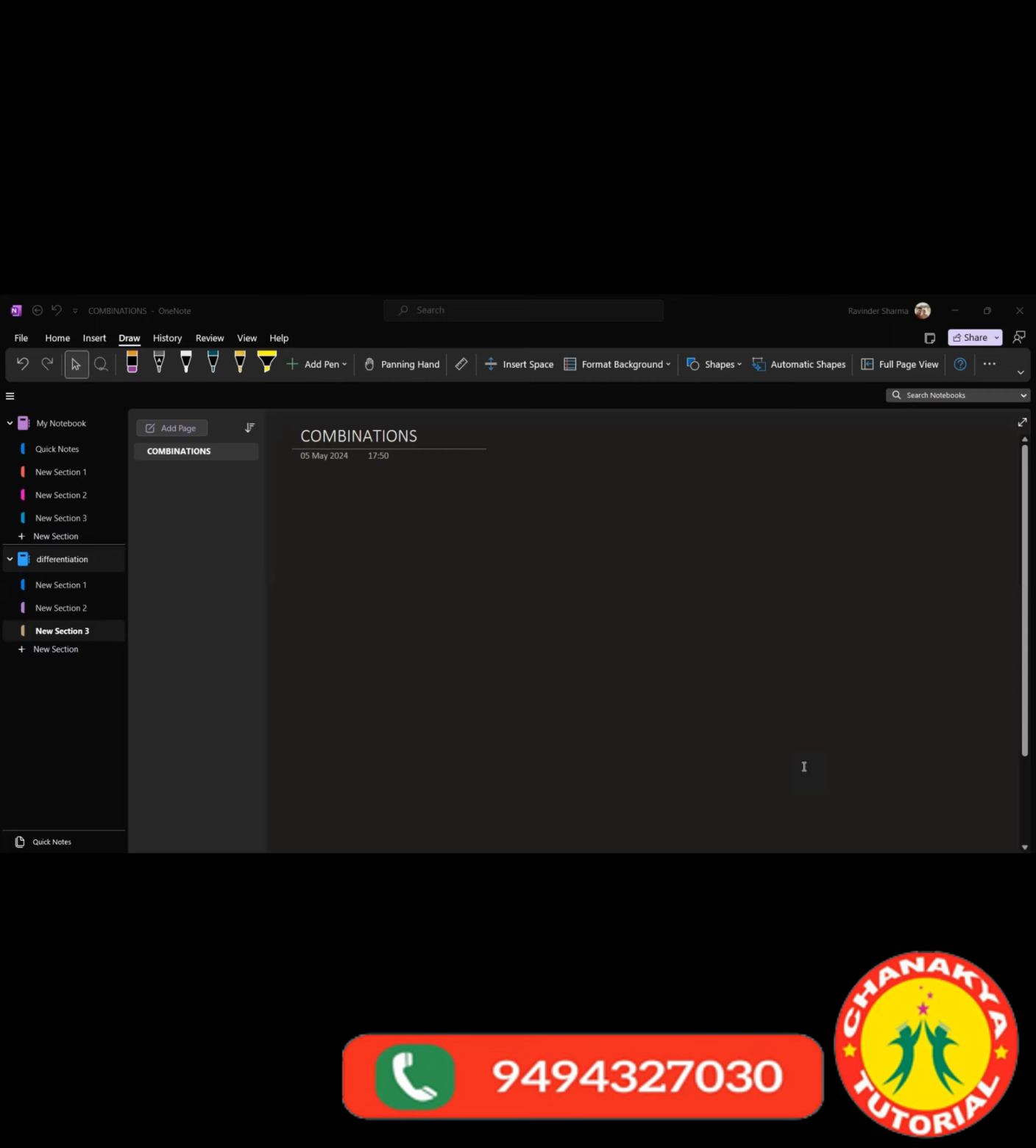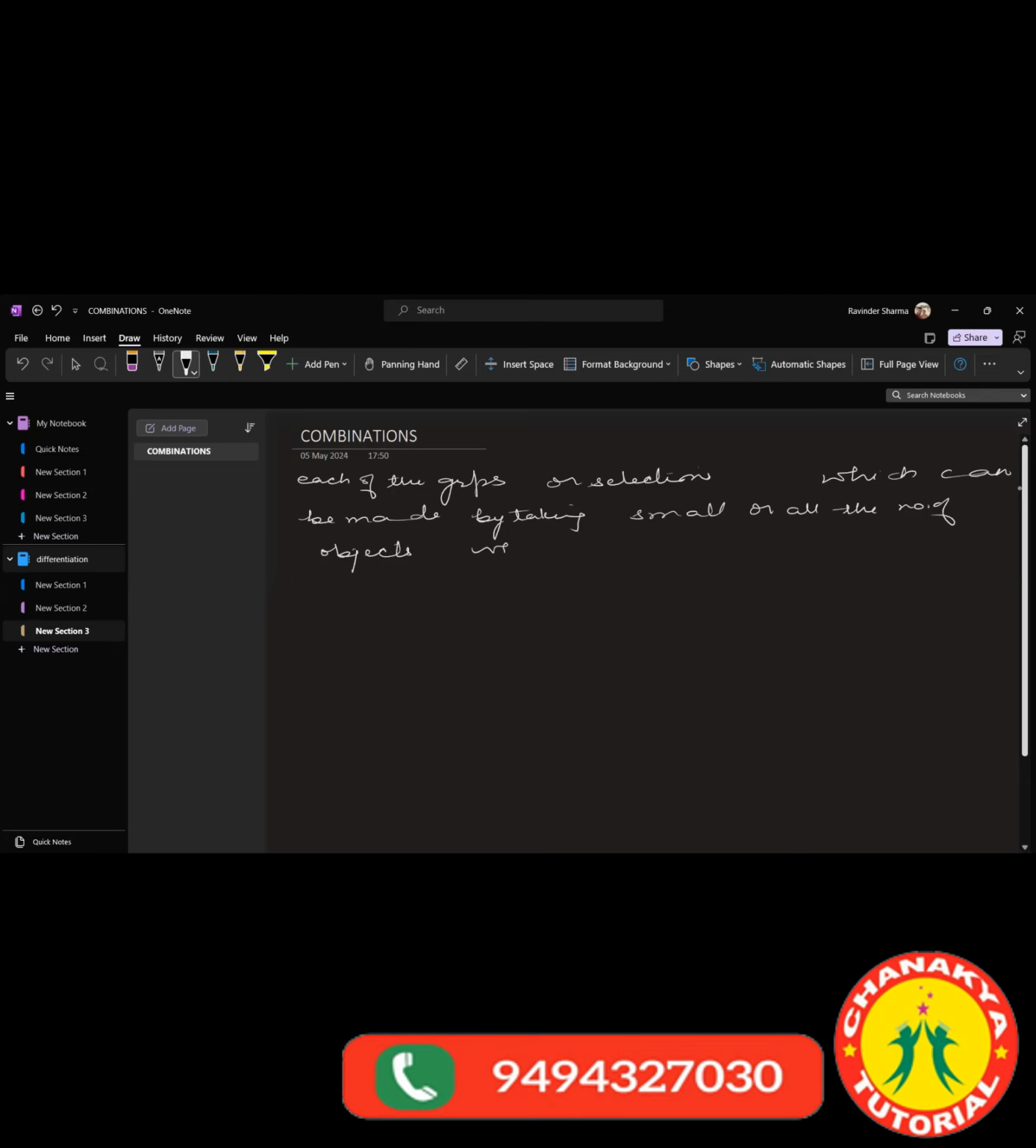Now in combinations, what is a combination? Each of the groups, or you can say selections, which can be made by taking some or all the objects, without reference to the order of objects, is called a combination.